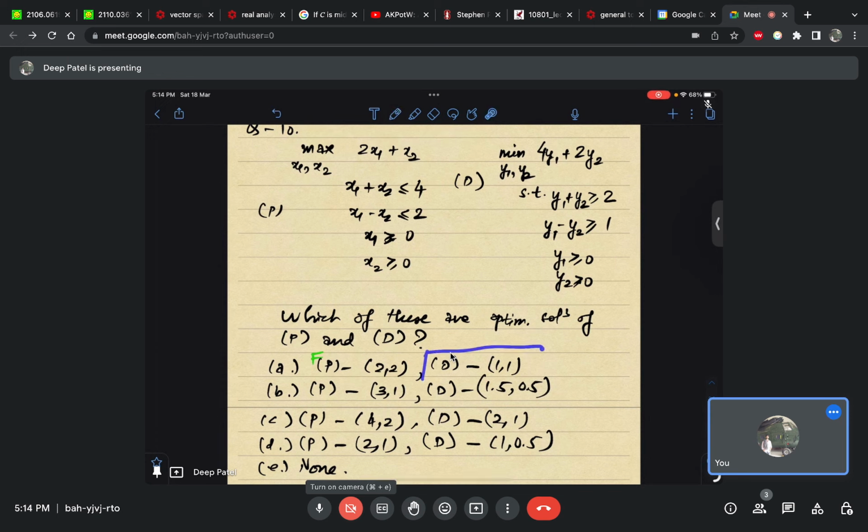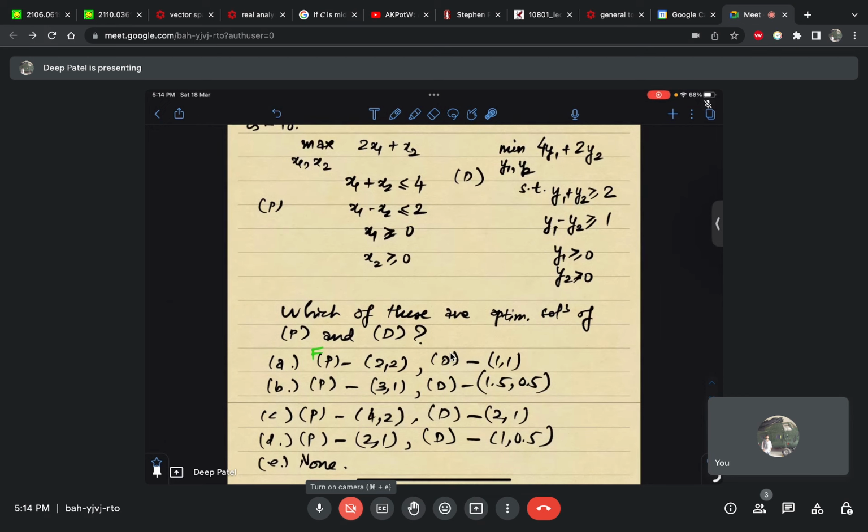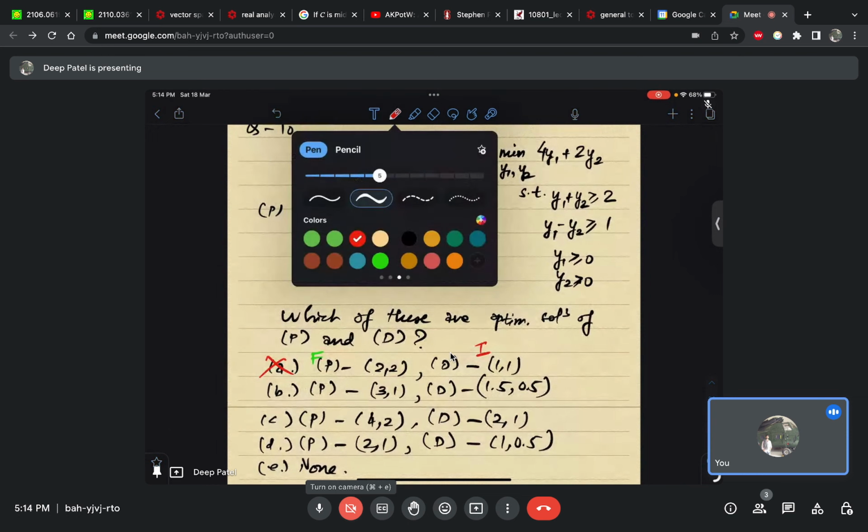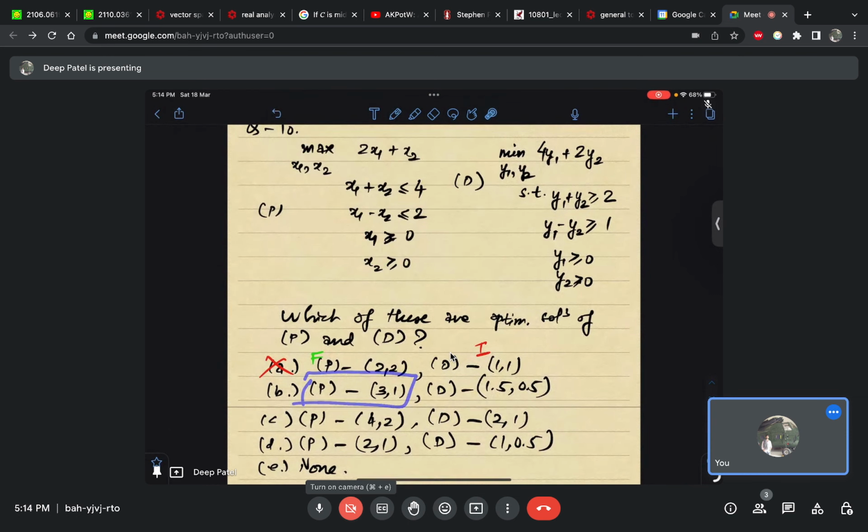How about this one? 1 comma 1 for the dual. No. Okay, because of this, right? Second condition. Yeah. So this is infeasible, so basically option A is out of the picture. How about this 3 comma 1? Yes, the primal is feasible. And the dual, 1.5 comma 0.5, is also feasible.